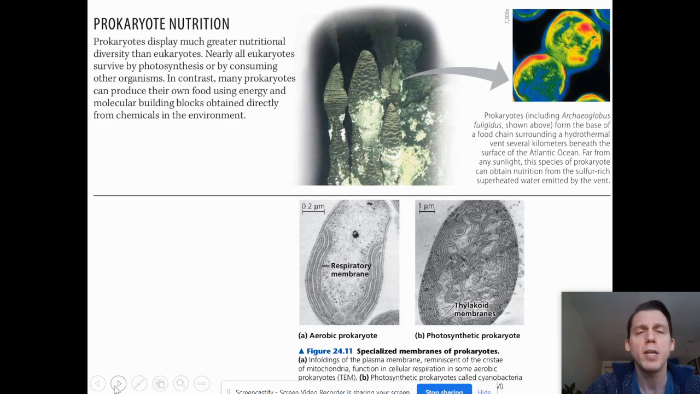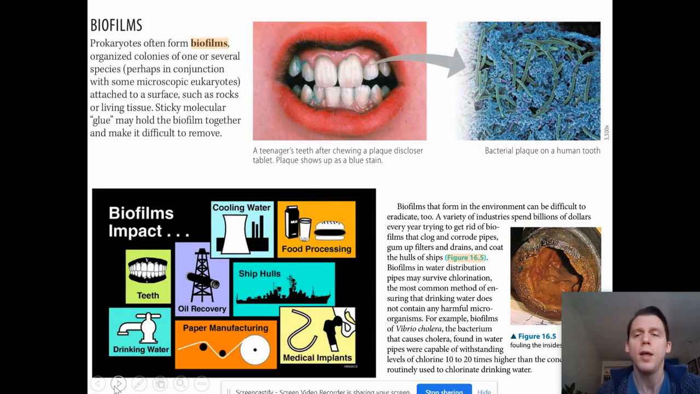They have a pretty big diversity. So they either undergo photosynthesis or consume organisms, or they can consume other chemicals or get the energy from their chemicals. So there's a big diversity in terms of what prokaryotes can do for nutrition.